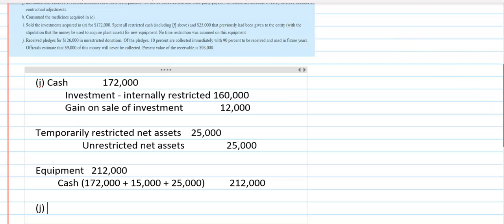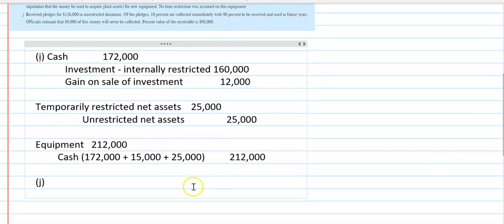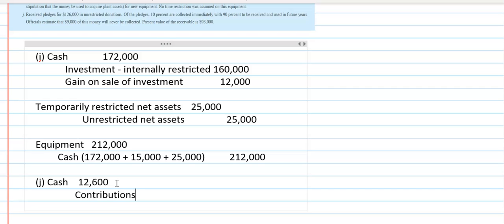So first I'm going to record this cash received and I will debit cash, which is 10% of my total pledge, which is 12,600. And then this is the contribution revenue I received, and there is no restrictions, so I'll also label it. Contributions, and we will always label depending on if there is any restriction from the donor or not. So we will label it as unrestricted net assets.